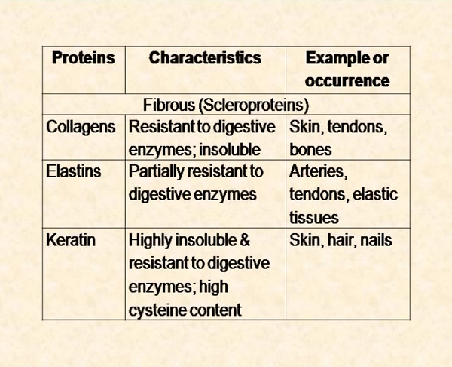Collagens: the characteristic of collagen is that it is resistant to digestive enzymes and insoluble. Examples include skin, tendons and bones. Under elastins, the characteristics are partially resistant to digestive enzymes. Examples include arteries, tendons and elastic tissues. The next is keratin. The characteristic is they are highly insoluble and resistant to digestive enzymes, with high cystine content. Examples include skin, hair and nails.